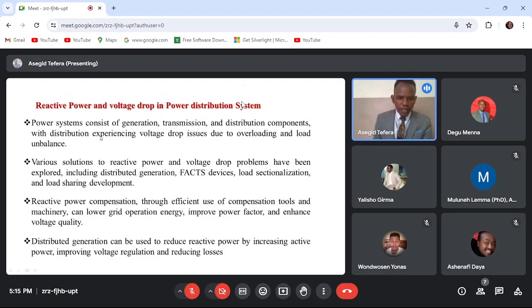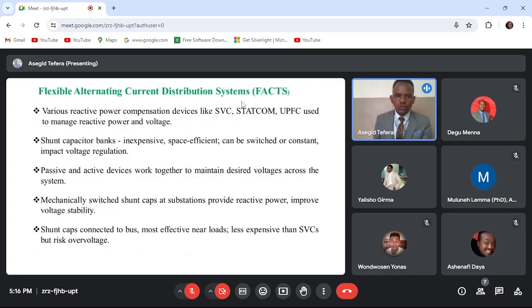So reactive power compensation, through efficient use of compensation tools and machinery, can lower the grid operation energy, improve power factor, and enhance the voltage quality. Distributed generation can be used to reduce losses by increasing active power, improving voltage regulation, and reducing loss. Also, flexible alternating current transmission systems, or FACTS, include reactive power compensation devices like SVC, STATCOM, and UPFC used to manage reactive power and voltage.